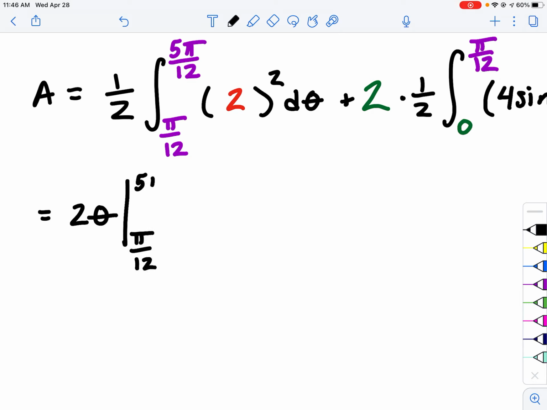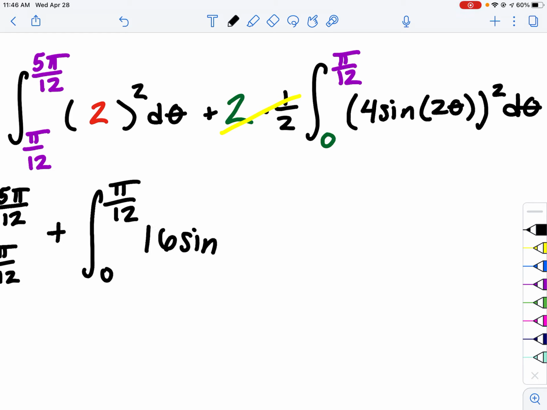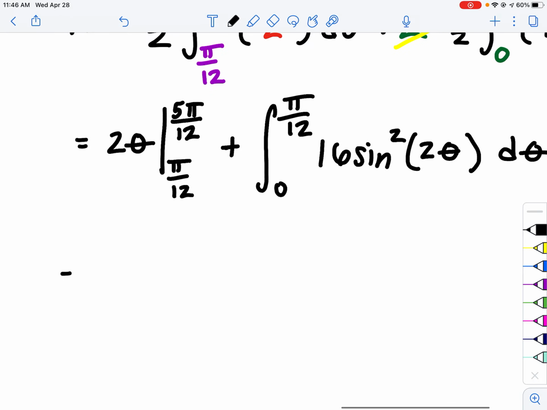And we are going to integrate that from pi over 12 to 5 pi over 12. So we'll take care of that arithmetic in a little bit, right? The 1/2 and the 2 here cancel out, and we're going to get plus the integral from 0 to pi over 12. If we square that out, we're going to get 16 sine squared of 2 theta, d theta. Okay, so let's go on.